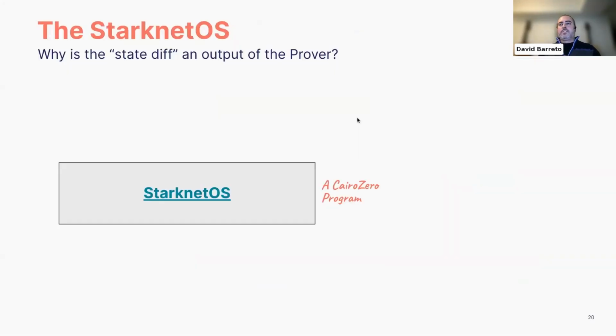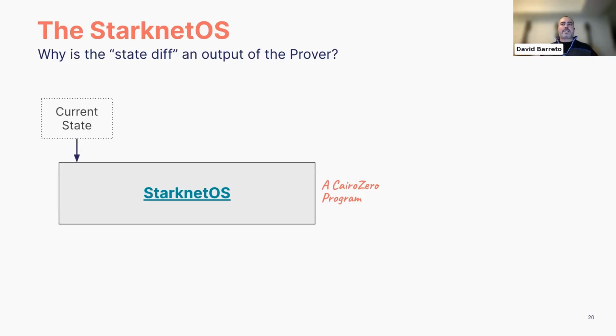Okay. So one thing that I haven't discussed so far is the Starknet OS. The Starknet OS basically answers the question: why is the state diff the output of the prover? Why in particular the state diff? And that is because of the Starknet OS. The Starknet OS is a Cairo 0 program. Cairo 0 is the older version of the Cairo programming language, not the one that you use today.